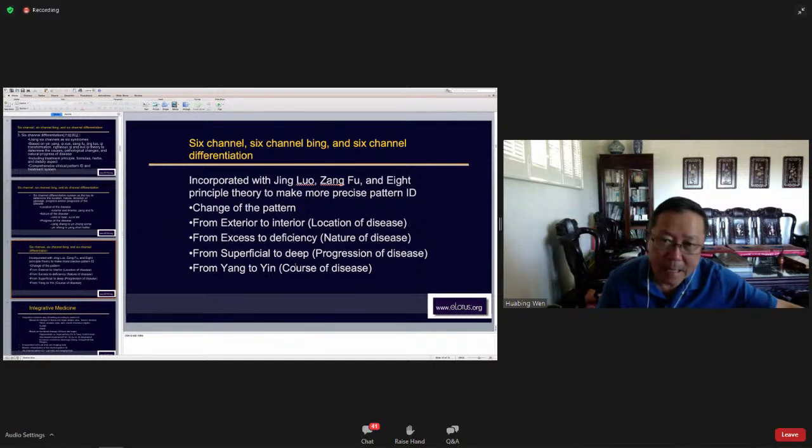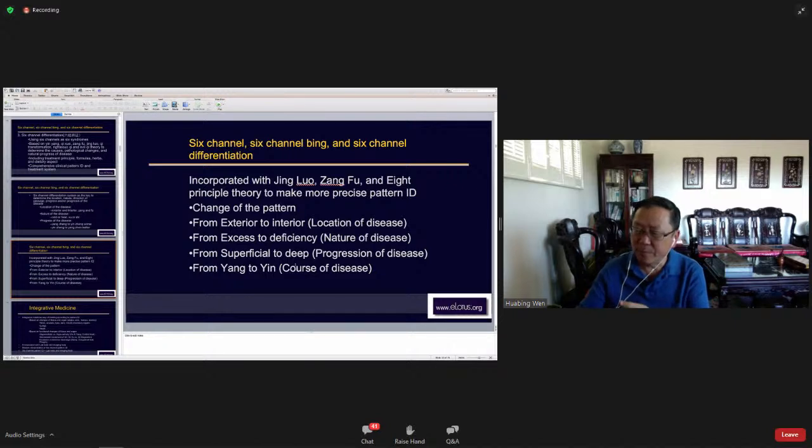So the other is incorporated with the Jingluo, each Taiyang being under Taiyang being Taiyang channel, under Yangming being Yangming channel, the so-called Jingzheng, and the Fu organ. Taiyang is the bladder, right? Yangming is large intestine. And also there are eight treatment principles, like we discussed, they can put that together: from interior to exterior, deficiency to excess, superficial to deep, from yang to yin. So basically that just gives you a sense of where this pathogen is located, how severe, and, of course, the next thing is how to treat that.